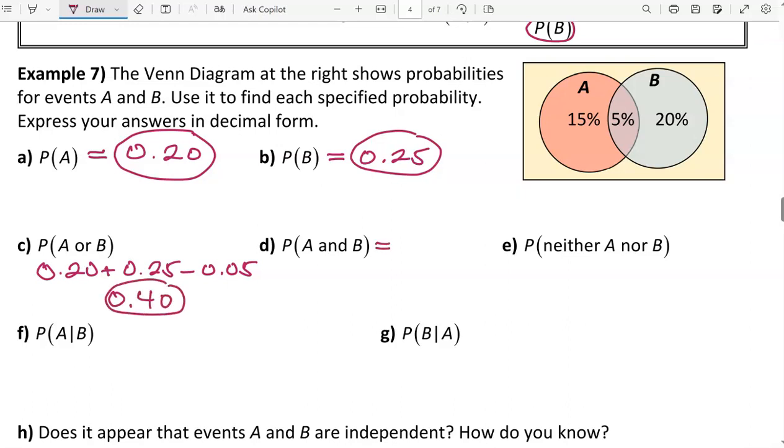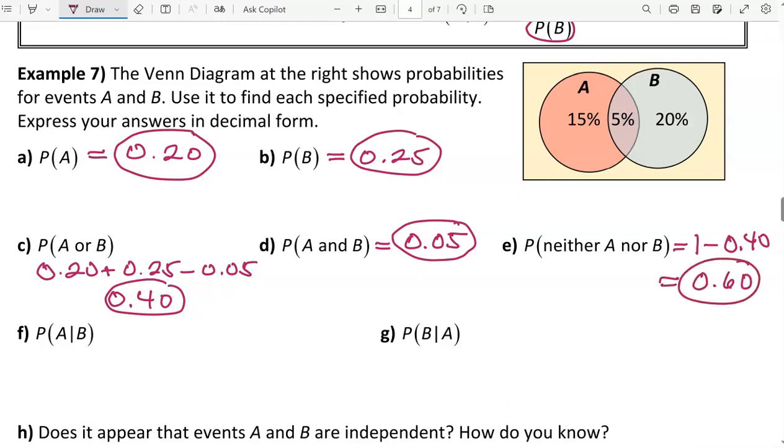Probability that A and B happen together is that overlap, that's 5%. The probability that neither A nor B happens is everything in that yellow area outside of the circles for A and B. Well, we saw in C that the circles A and B comprise 40% of the time, so the probability that neither one of them happens would be 100%, or 1 minus 40%, or 0.4. That's going to give us 60% for the probability that neither one of them happens.